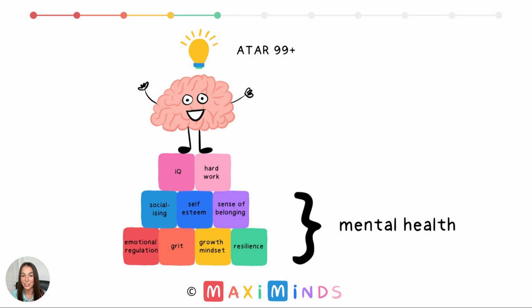And as you can see here, there's a whole lot of other things that you would probably agree go into doing well. Things like socialising, self-esteem, a sense of belonging, emotional regulation, grit, growth mindset, and resilience, which are all under the mental health banner. And I do use these blocks without the words for clients to explain that it takes a lot of blocks to get to where you want to be. It's not just the hardworking academics and the intellect.